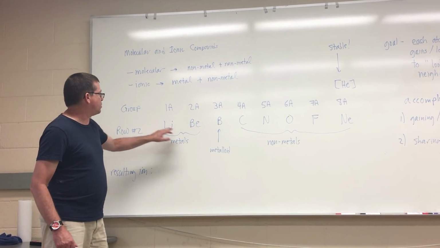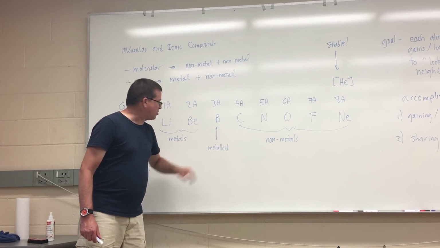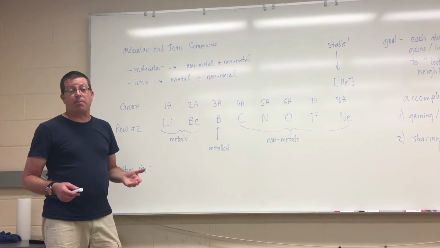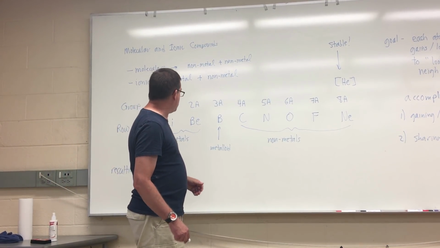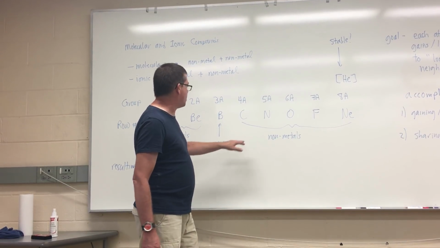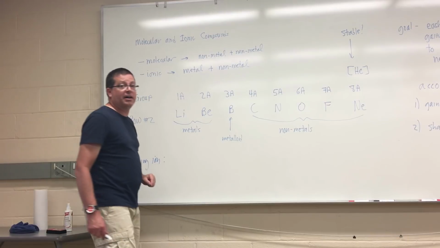Now, if we look back in our periodic table section of the text, what we'll actually see is that lithium and beryllium will be characterized as metals. Boron is actually a metalloid, which means that it has properties of both metals and nonmetals. And then everything to the right of boron in this particular row would be a nonmetal. That's carbon all the way through neon.